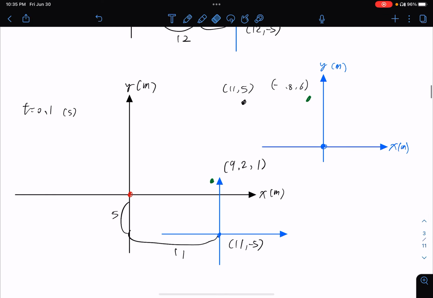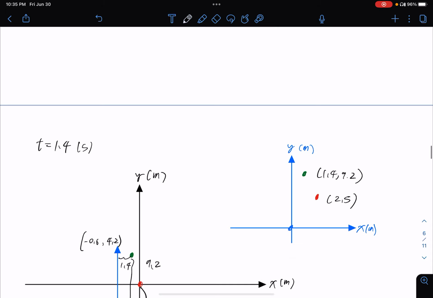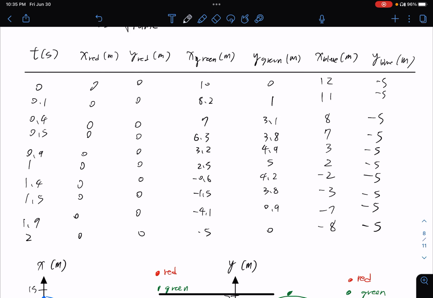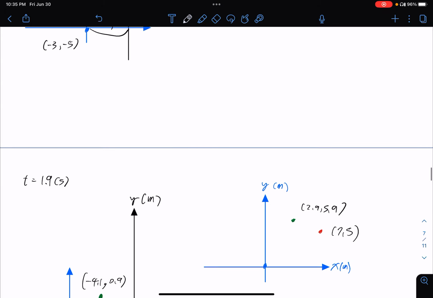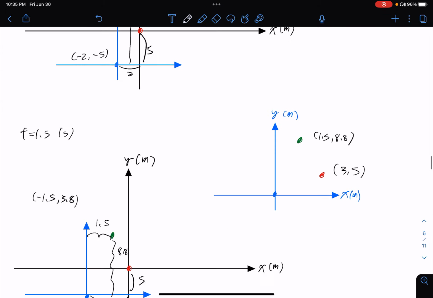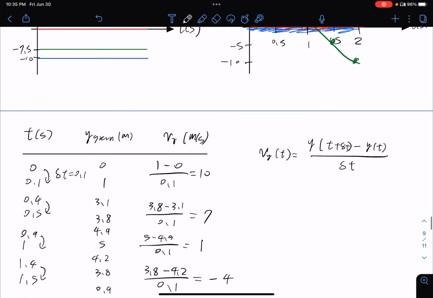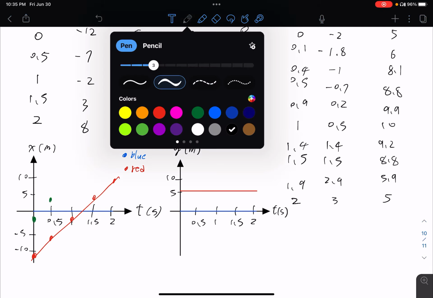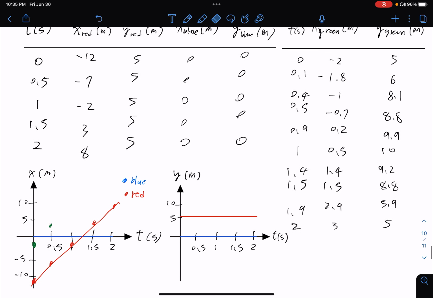Because I didn't plot this time for the XT plot in the red dot frame, I didn't catch that mistake at that time. But it's fine. The good thing about plotting is that you can easily spot your mistake, and it should be negative 1.8 here. Good. So it goes negative 1.8, negative 1, negative 0.7, 0.2.